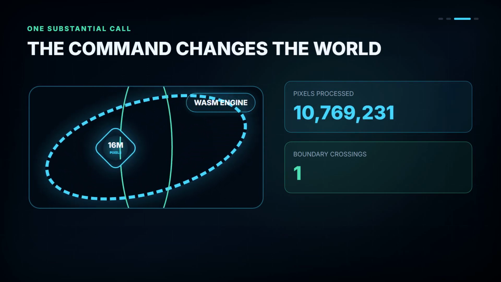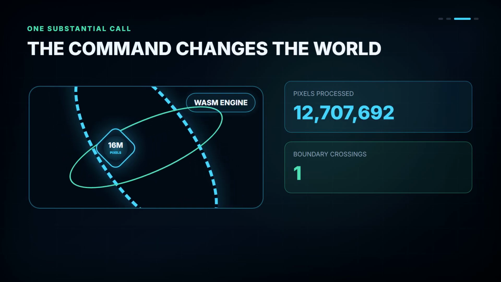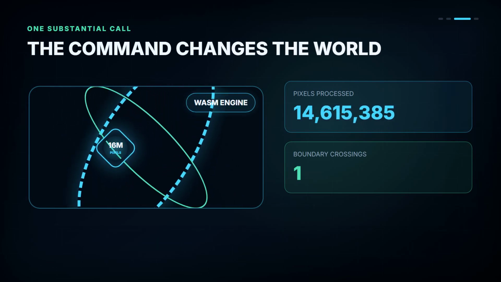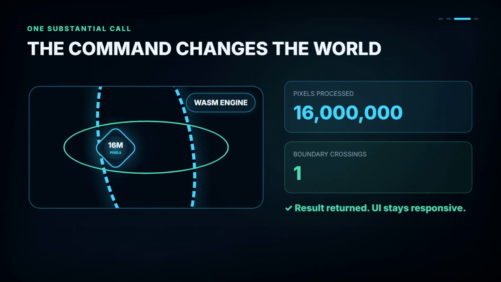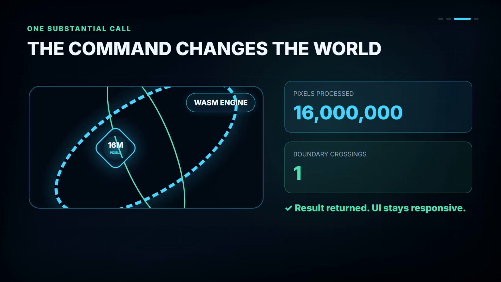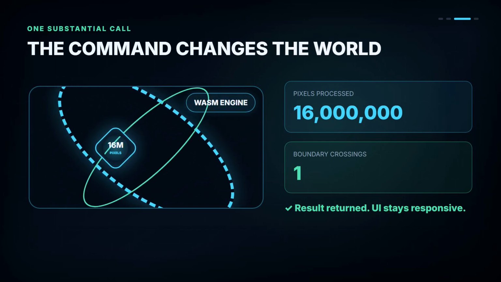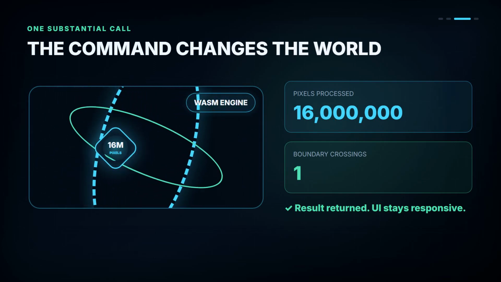WebAssembly 3.0 also adds typed function references, tail calls, multiple memories, and native exception handling. These features sound separate, but the direction is consistent. Fewer awkward translations between what a language means and what its WebAssembly output can express.